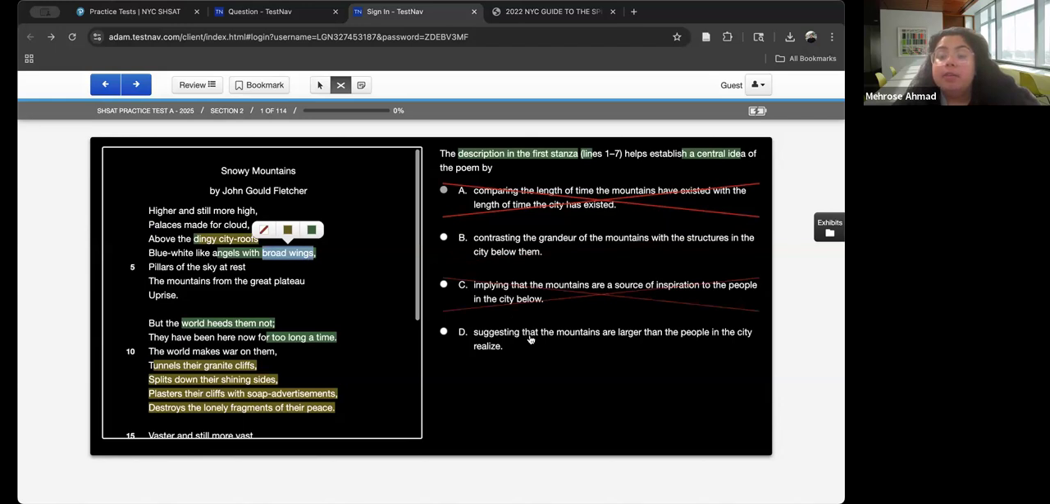Choice C, implying the mountains are a source of inspiration to the people in the city below. So, this might be somewhat like a trick answer because the mountains are described very.